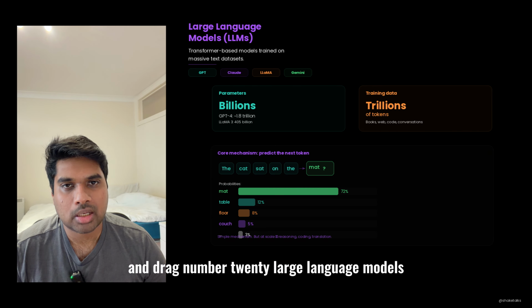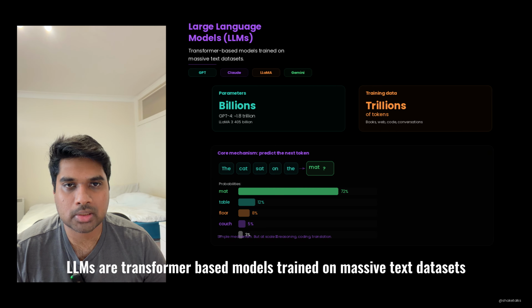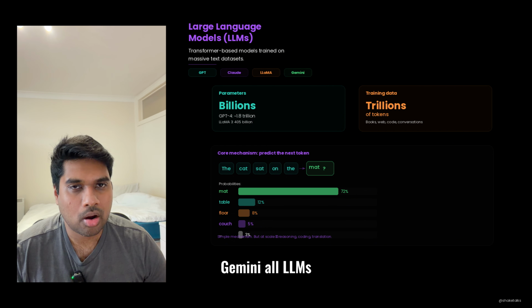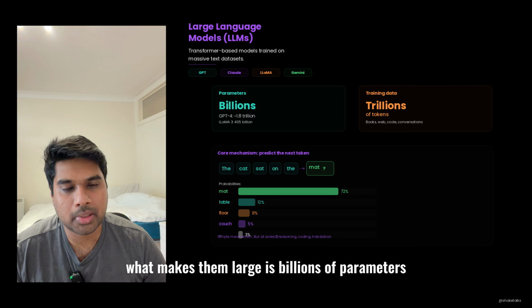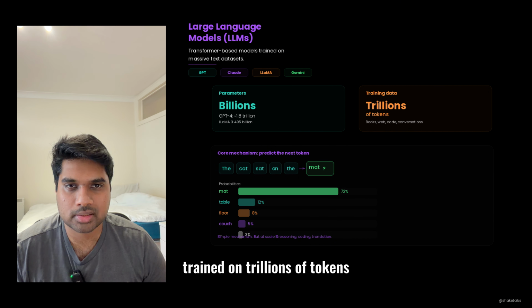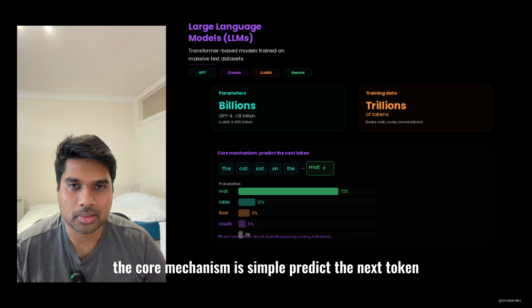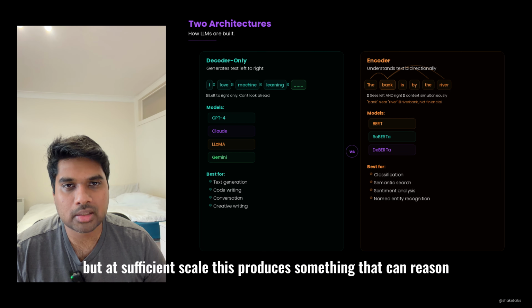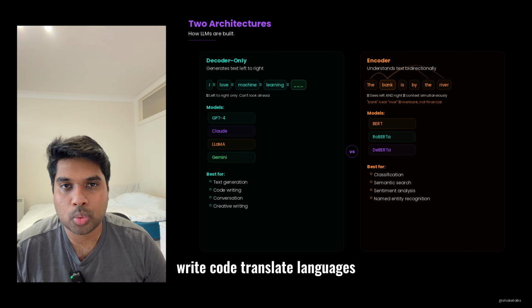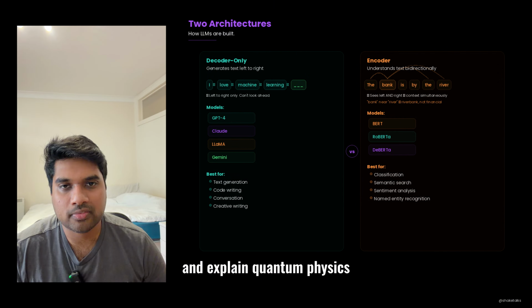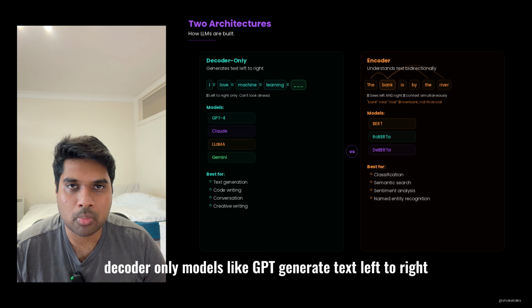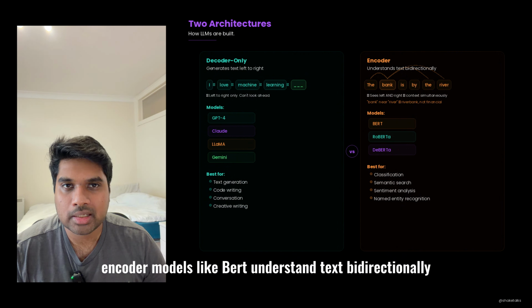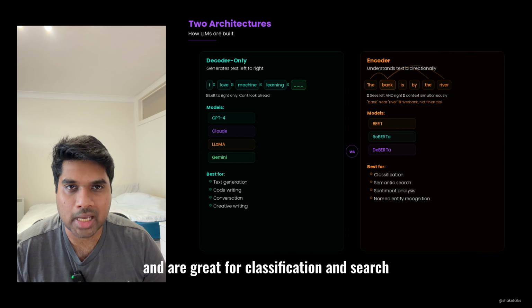Number 20. Large language models. LLMs are transformer-based models trained on massive text datasets. GPT, Claude, Llama, Gemini, all LLMs. What makes them large is billions of parameters trained on trillions of tokens. The core mechanism is simple. Predict the next token. But at sufficient scale, this produces something that can reason, write, code, translate languages, and explain quantum physics. The 2 main architectures: decoder-only models like GPT generate text left to right. Encoder models like BERT understand text bidirectionally and are great for classification and search.